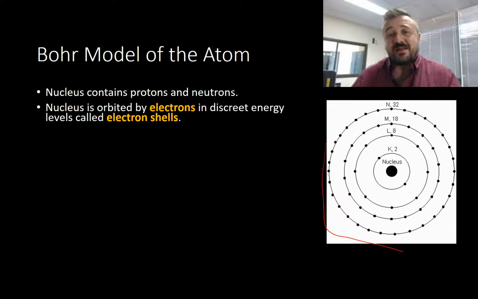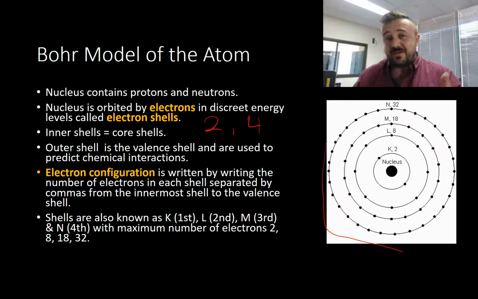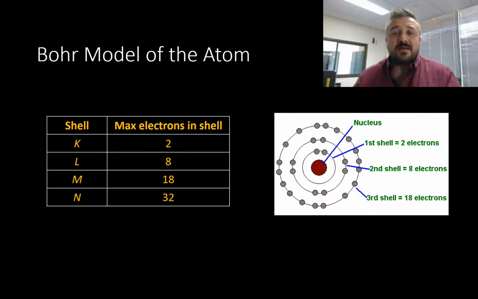So the electron configuration, we write that by writing the number of electrons in each shell separated by a comma. So for example, if we're talking about atom number 6, which is carbon, it would be 2,4, because there's 2 electrons in the K shell and 4 electrons in the L shell. So shells are known as we said, K for the first, L, M, N, and there's a maximum number of 2, 8, 18, and 32 in those shells. And this is just another table summarizing it. Make sure we get this table down, as well as this diagram here.